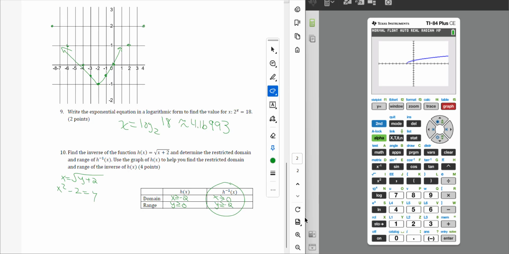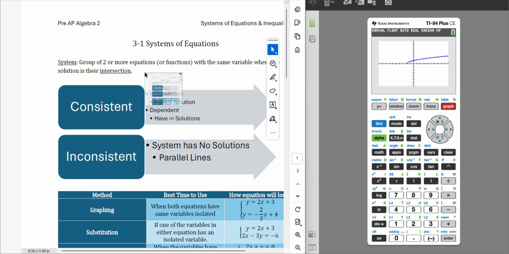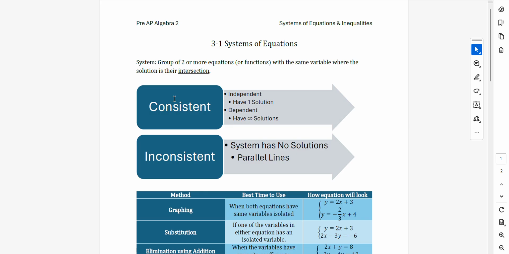We're looking for this one, and what folks call systems of equations. All right, and like I said, I have a worksheet for that. A system is a group of two or more equations, or they could also be defined as functions, with the same variable where the solution is their intersection. You should remember from algebra that we can solve a system of equations by finding where their intersection is.